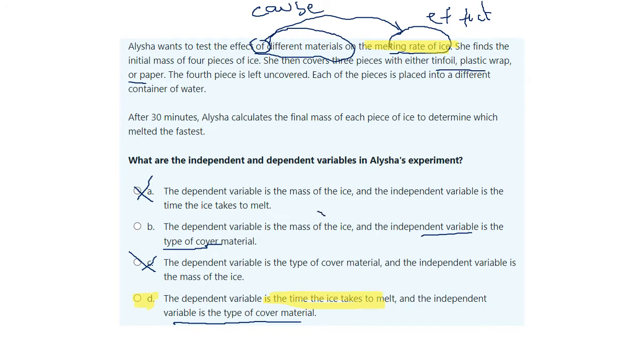If you look at B, the mass of the ice, well, she is probably going to be using the same mass of ice each time. That would be something that she wants to control. Her hypothesis is that some materials will slow down the speed of melting.